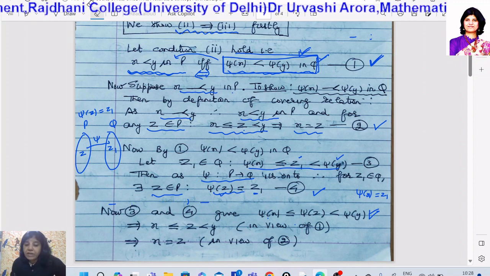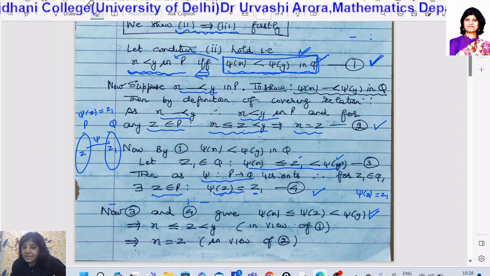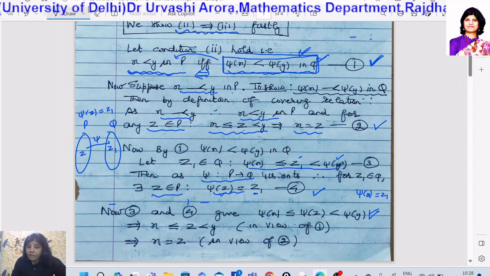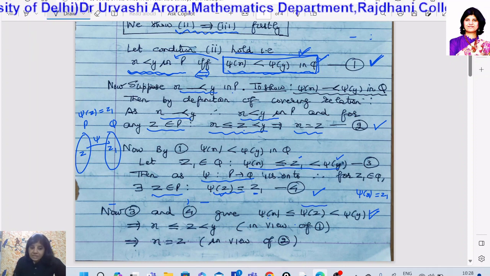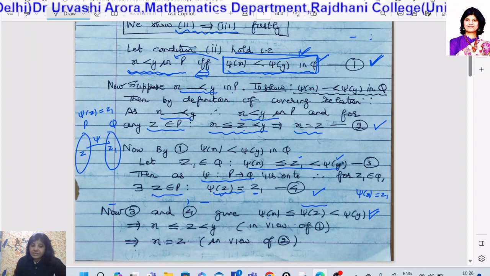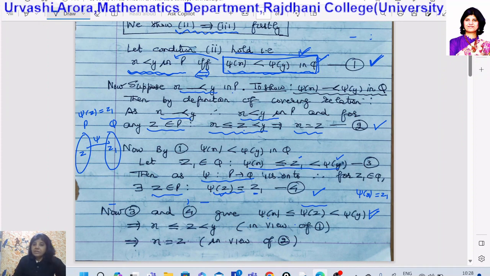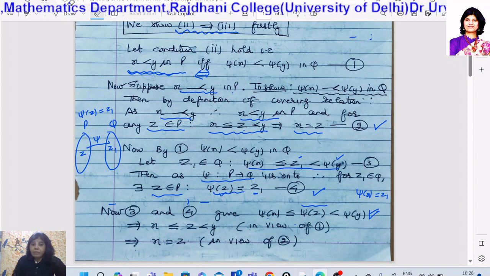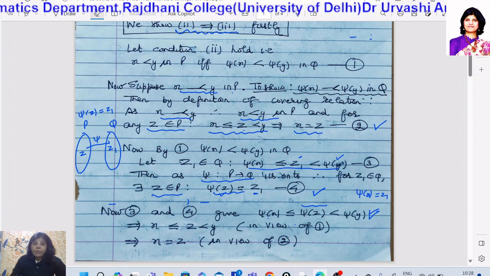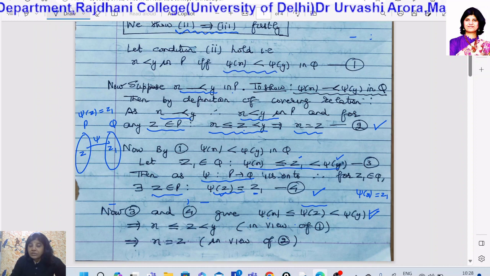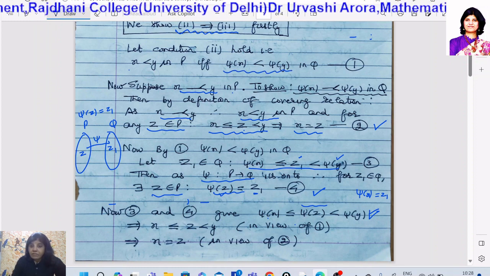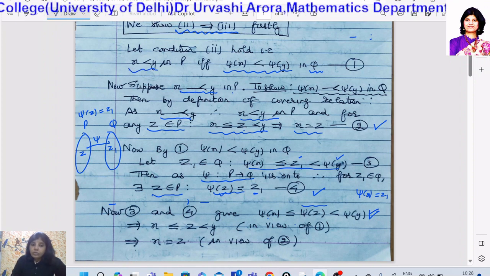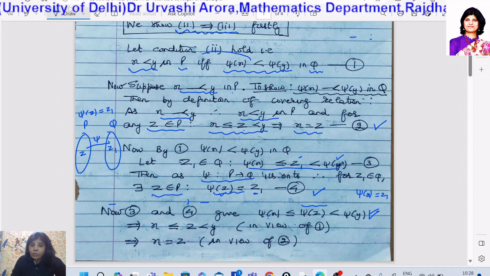So using 3 and 4 together, we have that psi x is less than or equal to psi z is less than psi y. We have just put the value of z1 over here, and this implies that x is less than or equal to z is less than y in view of 1. Why? Because statement 1 says that whenever the images are strictly related in Q, then the elements are also strictly related in P, because the result holds this way also.